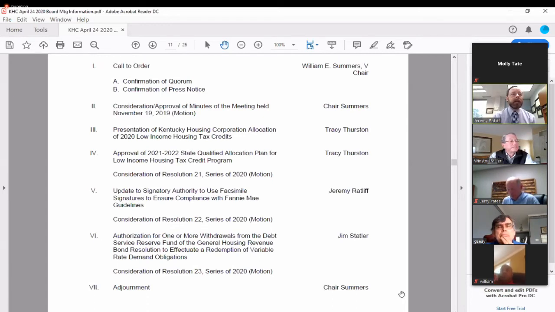That plan lays out the policy and the selection criteria that KHC uses to award low-income housing tax credits to projects. That plan was voted on and voted to be adopted by the board. It has since been sent to the governor for his signature, and he has signed the plan. And so that plan is now in effect for 2021-2022 low-income housing tax credits.